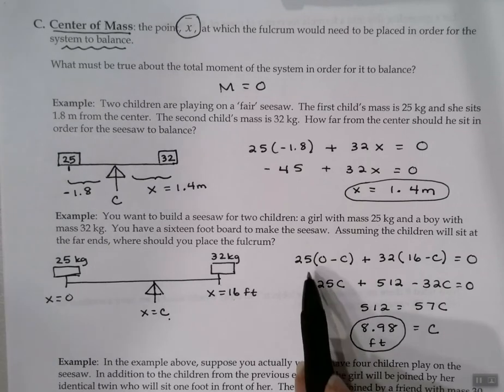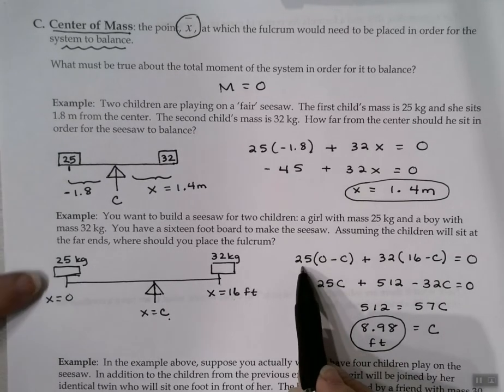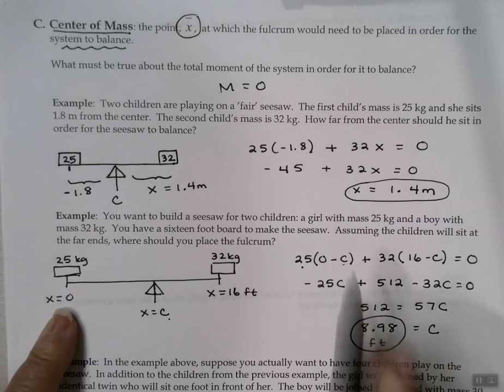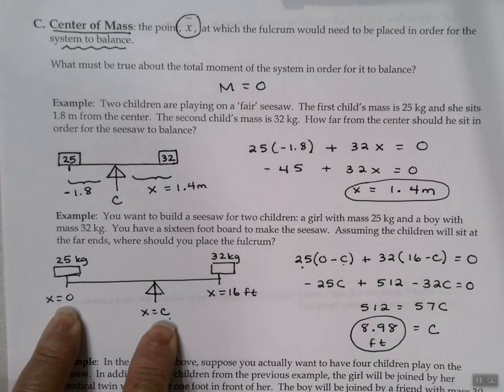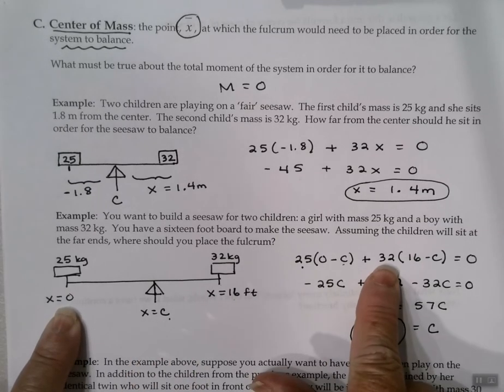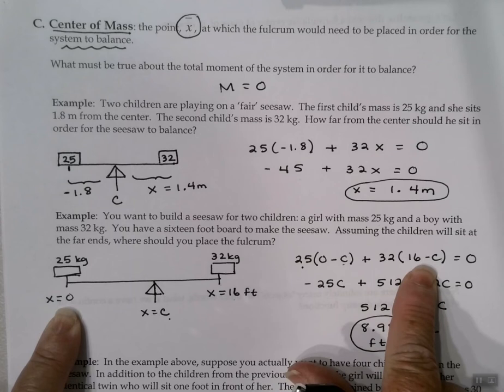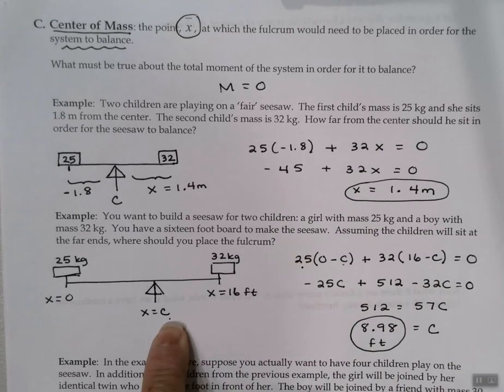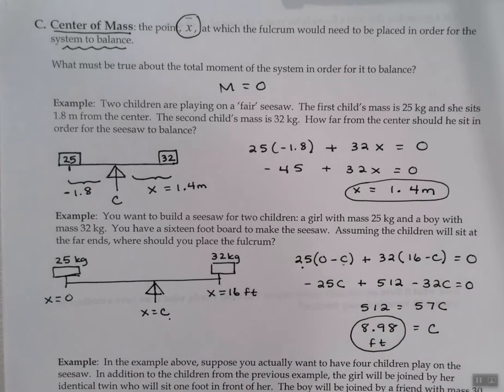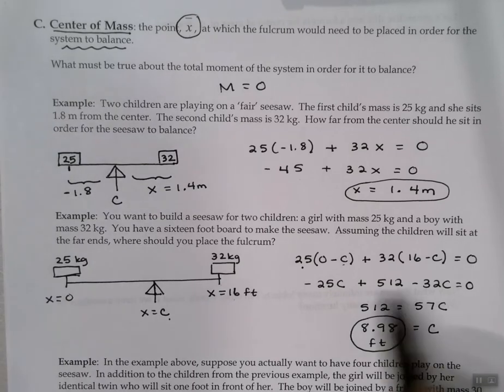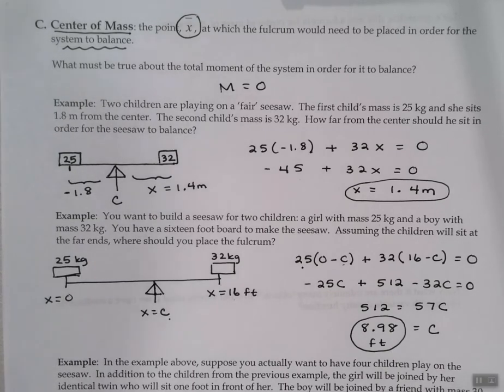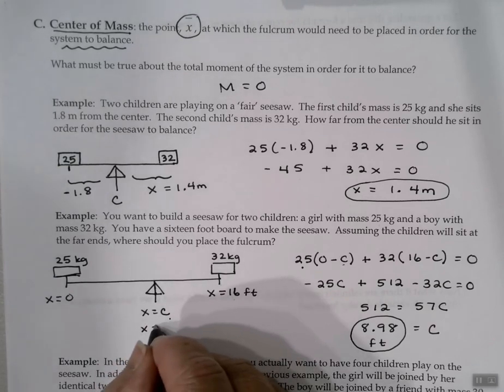Okay, so here we go. Here's my moment equation. Here's the girl: 25 is the mass times her distance, 0 minus C, plus here's the boy, 32 kilograms, times his distance, 16 minus C. And the sum of the moments has to be 0 if we want the system to balance. Again, just a bit of algebra there, and it turned out that C was just about 8.98 feet. So, about 9 feet.